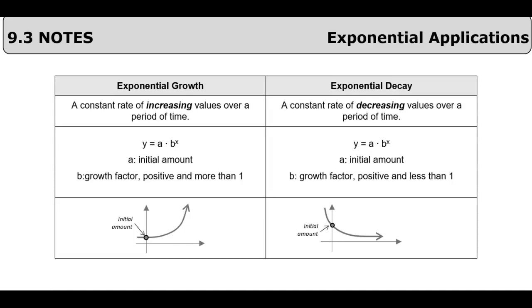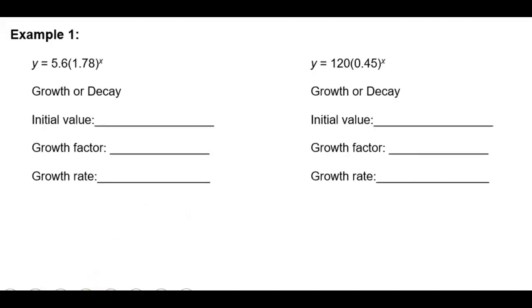Then over here, we know exponential decay is decreasing constantly over time. A times b to the x. A is the initial amount. B is the growth factor, but it is positive and less than 1. Does everyone see this? Decay, this b value, must be less than 1. 0.1, 1/2, 2/3, 0.75, something like that. Okay, so this is old news from 9.0.